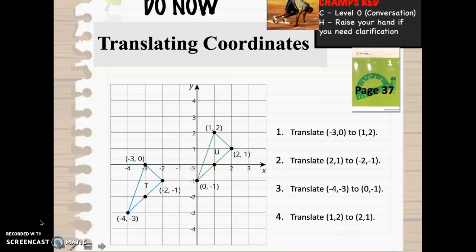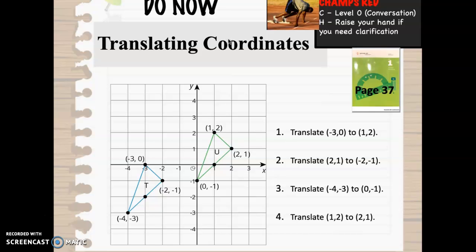Hey class, this is a quick overview of how to do transformations without patty paper. Yes, without patty paper. The two that we're going to focus on is translating and also reflecting. Those two are really easy without patty paper. Rotation's a little bit easier with patty paper, so we'll stick with that. I'm going to give a quick overview.